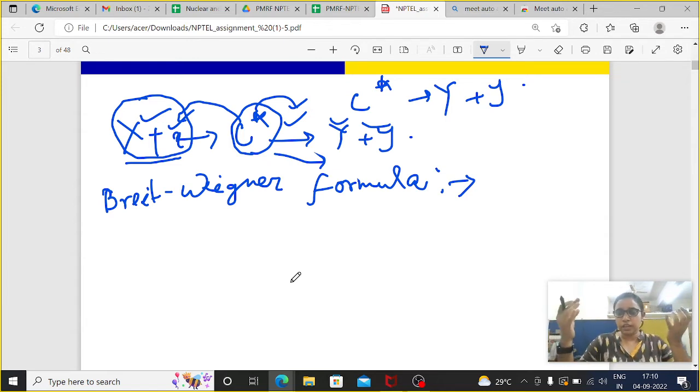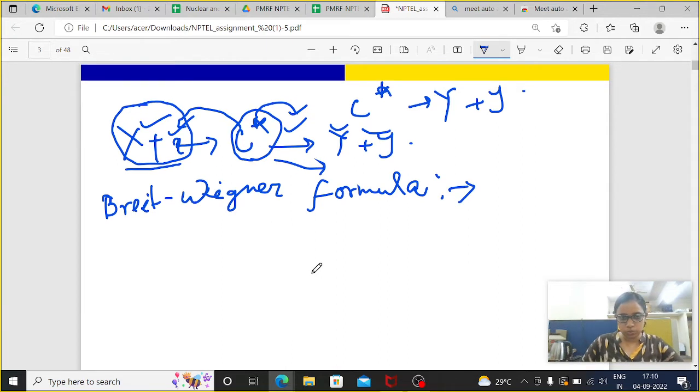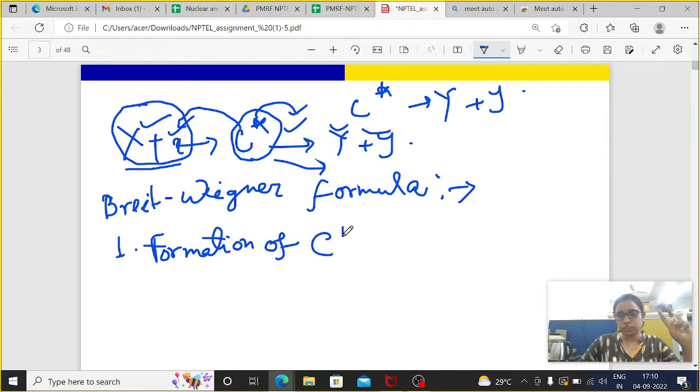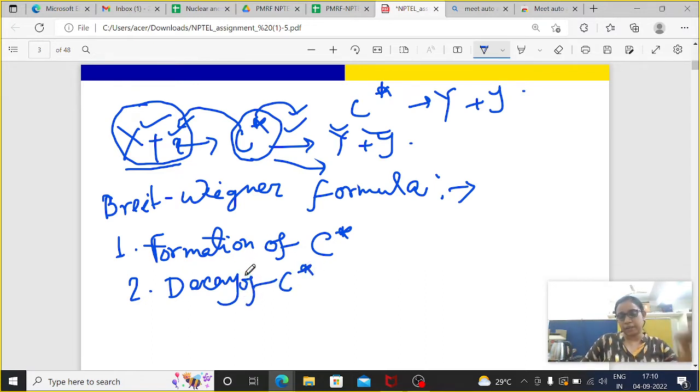In that Breit-Wigner formula, I can tell you why. See, in any compound nuclear reaction, there are two steps. The first step is the formation of the compound nucleus, that is, formation of C star. C star is the compound nucleus. And the second process is the decay of C star. Like at first capital X and small x will combine to form C star. This is the formation of C star process, and after that the decay of C star will be there. That means C star will go to capital Y and small y. These two steps will be there in any compound nuclear reaction.